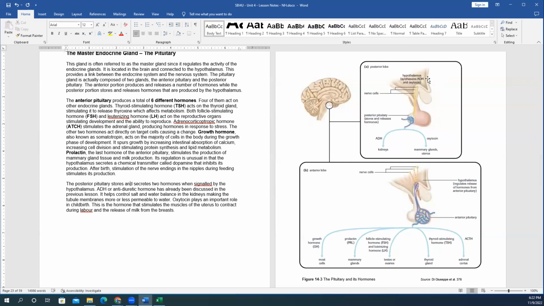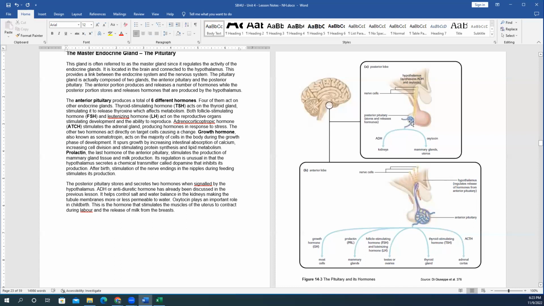But after birth, that's when you need the production of milk from the mammary glands. After birth, the stimulation of the nerve endings in the nipple during the feeding stimulates the production of prolactin and therefore stimulates milk production in the mammary glands. So that covers the anterior pituitary.